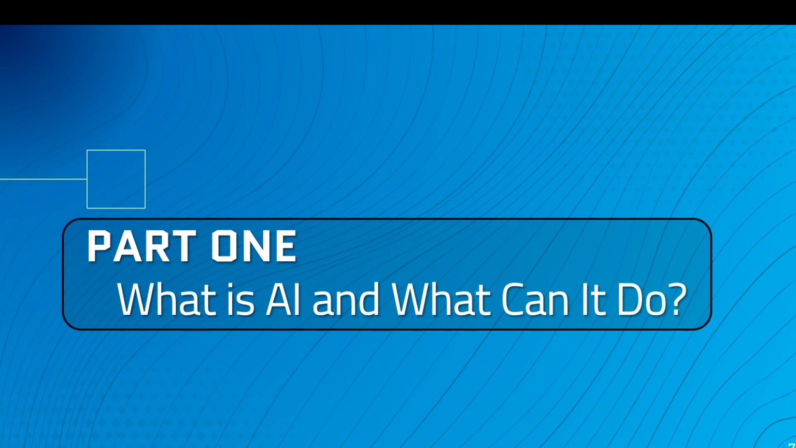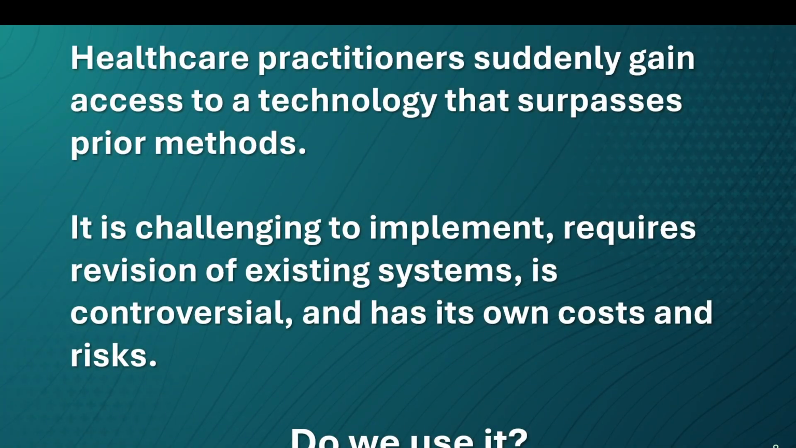Part 1. What is AI and what can it do? So imagine that healthcare practitioners suddenly gain access to some technology that surpasses all prior methods in any number of ways. It is challenging to implement. It requires revision of existing systems. It's controversial. It has its own costs and risks. So it's not perfect. Do we use that technology?